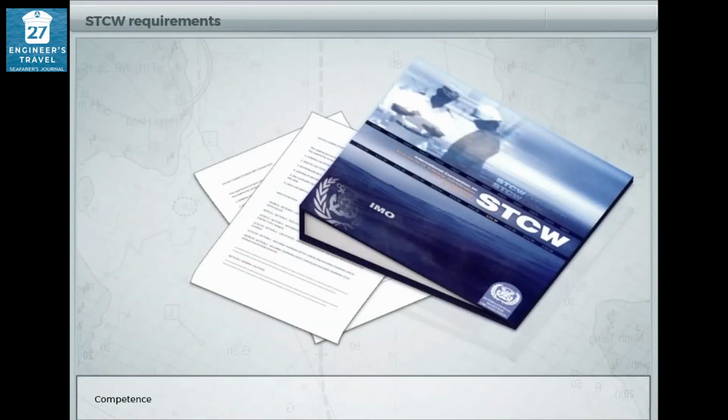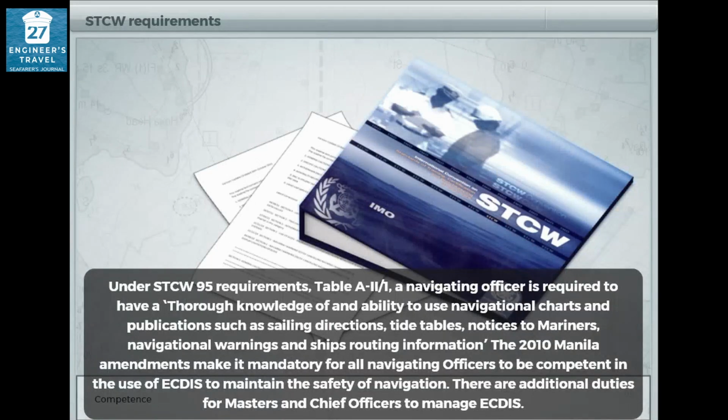Under STCW 95 requirements, Table A2/1, a navigating officer is required to have a thorough knowledge of and ability to use navigational charts and publications such as sailing directions, tide tables, notices to mariners, navigational warnings, and ship routing information. The 2010 Manila Amendments make it mandatory for all navigating officers to be competent in the use of ECDIS to maintain the safety of navigation. There are additional duties for masters and chief officers to manage ECDIS.